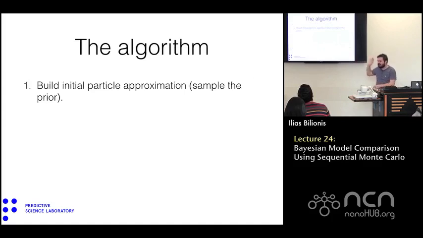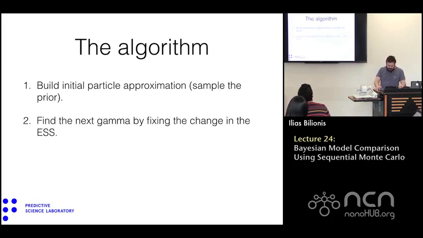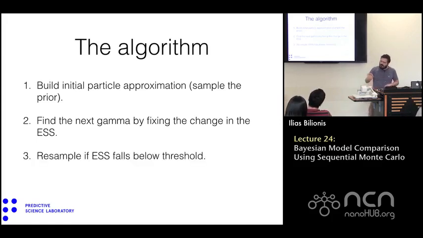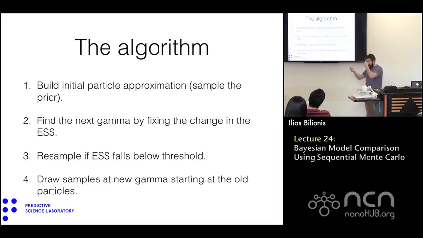Now the algorithm goes like that. Let me just discuss the algorithm, and then I'll tell you why you're lucky. You build an initial particle approximation from the prior. You find the next gamma so that the effective sample size is not reduced a lot. If the effective sample size is below 50% of the particles, you resample. Otherwise, you do a little bit of MCMC to perturb the samples, and you use weight formulas to update the weights. That's pretty much it.